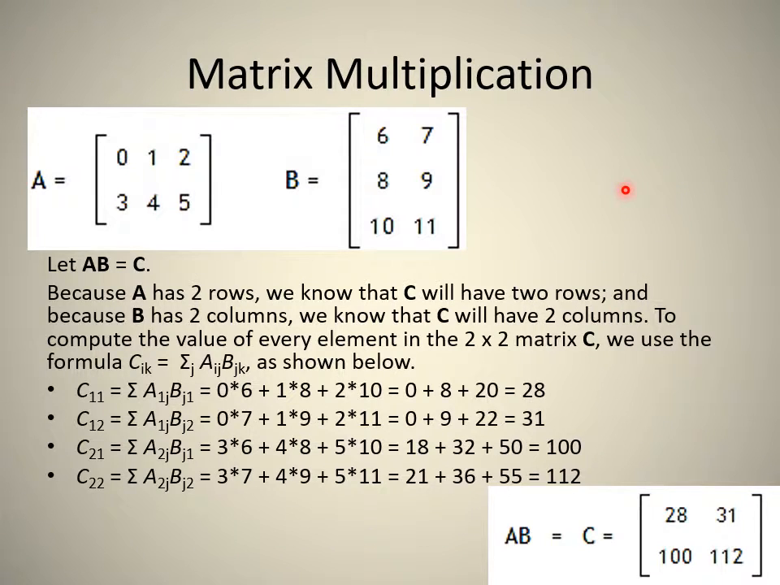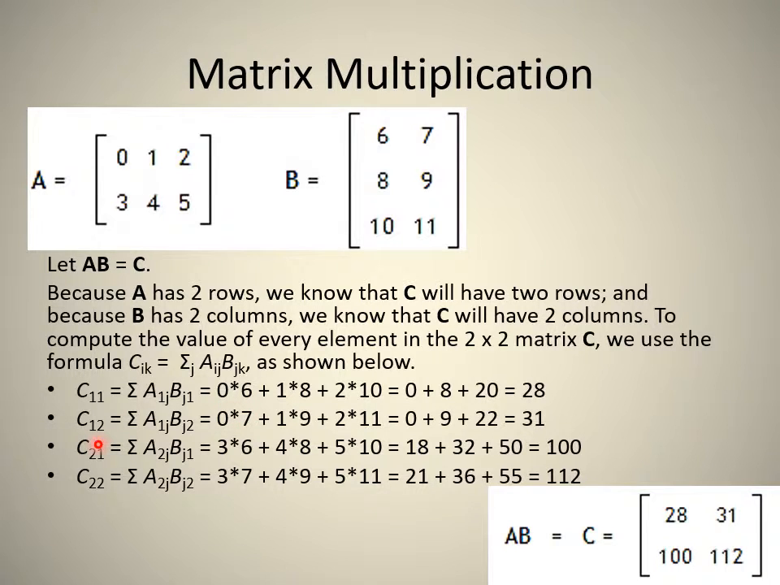So this is our example. We have two matrices. Matrix A is a 2 by 3, 2 rows and 3 columns, and matrix B is 3 rows and 2 columns. We can multiply them because the number of columns in A equals the number of rows in B. So we can multiply the two matrices.